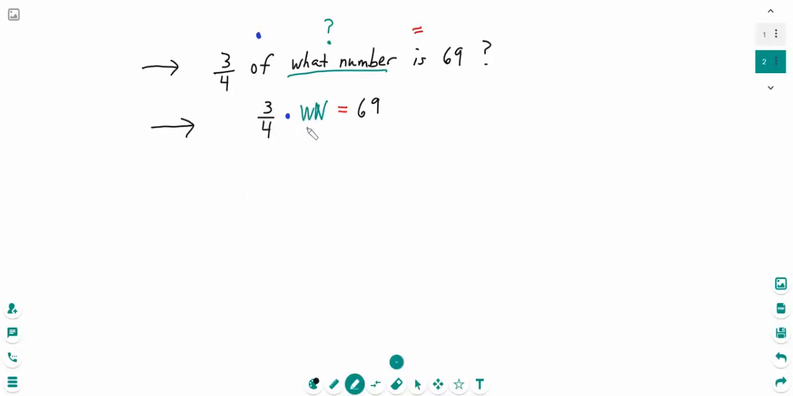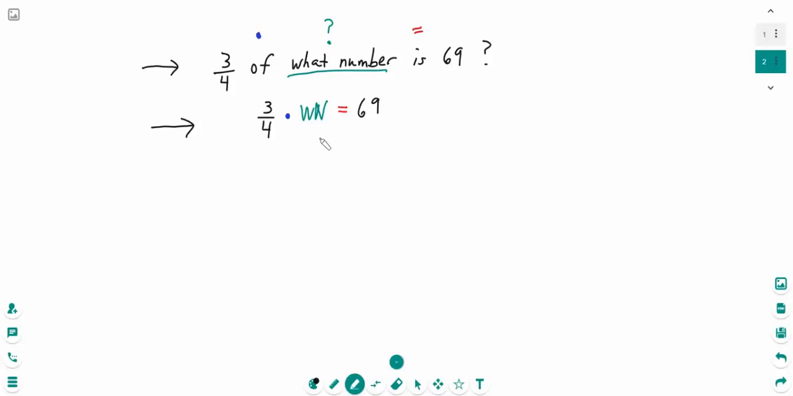I could read it the same way. I'm just kind of translating it. The multiplication means "of," the equal is "is." So 3/4 of what number is 69? Okay. So you're just translating this word problem into a mathematical problem. Okay. Understanding the language of math and the symbols of math.